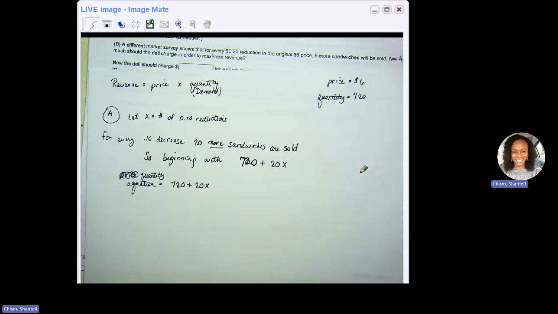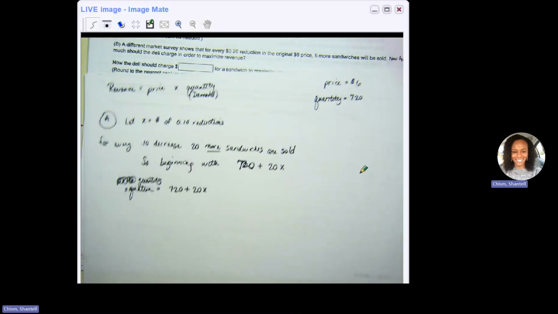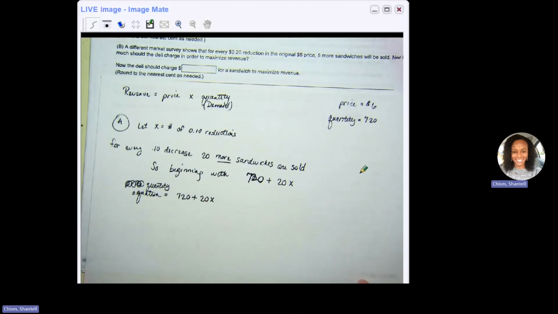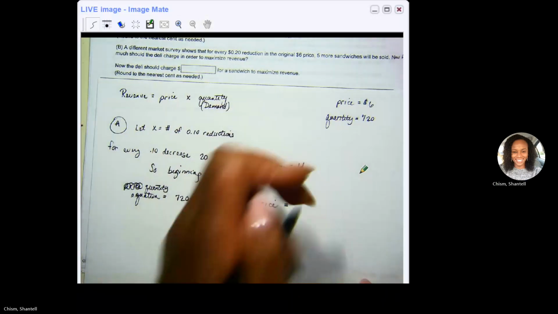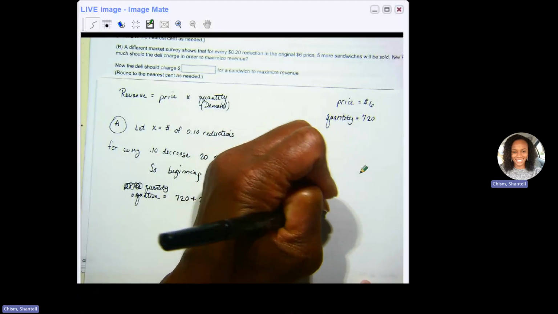Now let's see how we'll work with the price. So we're talking about X, which is the number of reductions, then we're saying that 720 plus 20X is the number of sandwiches sold at 10-cent reductions X. Okay. Then our new price, therefore, in addition to that 10-cent reduction, so we're talking about reducing the price, 6 minus 0.10x.